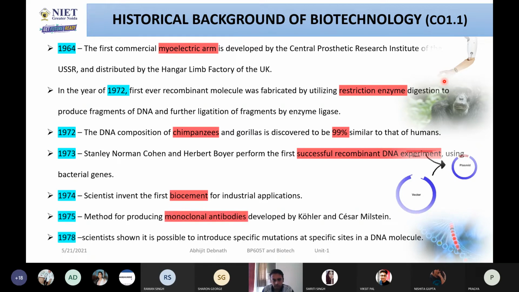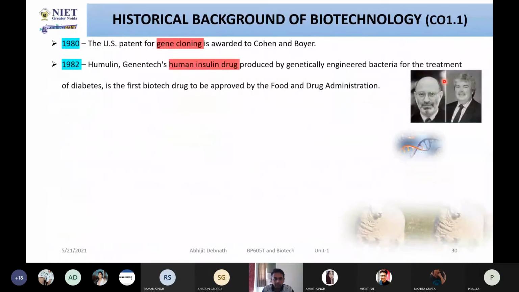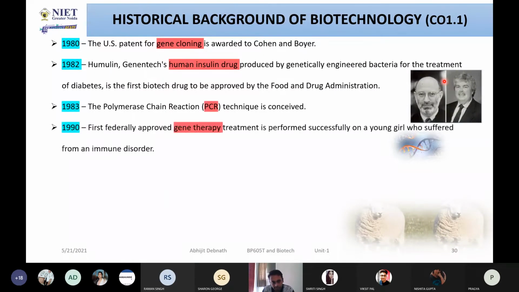And then after 3 years, some scientists have shown it is possible to introduce a specific mutation at a specific site in the DNA molecule. Then gene cloning was done. Then human insulin drug was produced on a mass scale in a synthetic way. Then polymerase chain reaction was conceived.